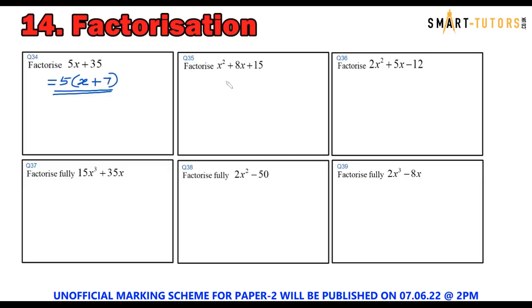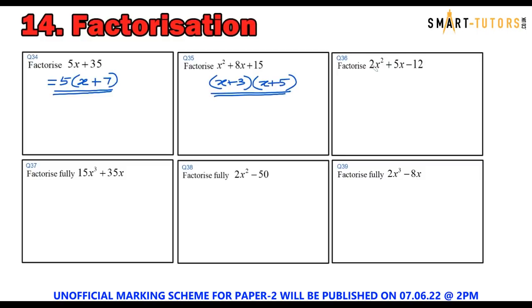Question number 35. x squared plus 8x plus 15. So you need to put them into brackets. It's quadratic factorization. 15 is 5 and 3. So x plus 3 and x plus 5. And that is the answer.